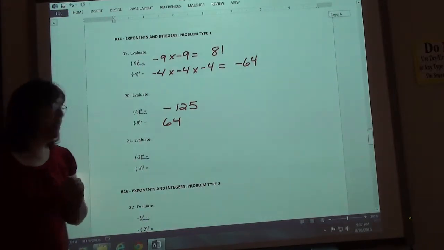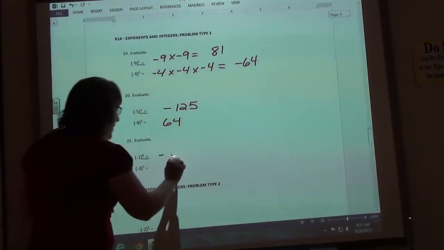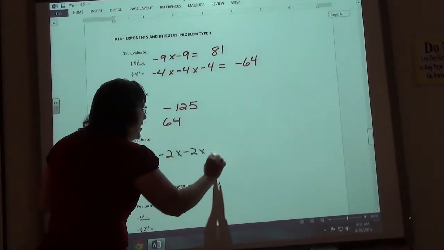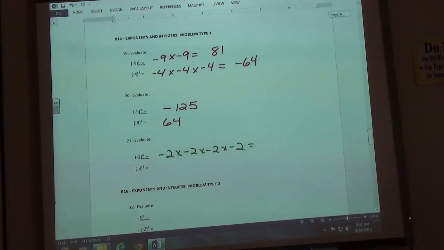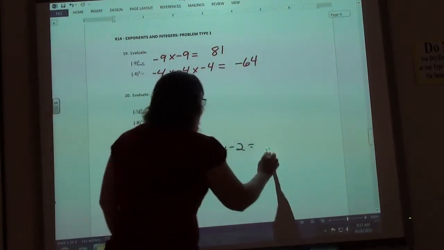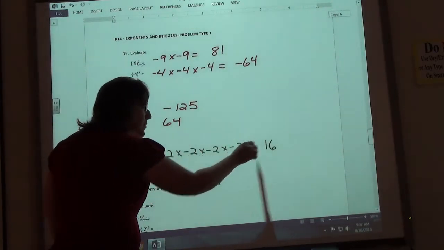If I'm going to do negative 2 to the fourth, negative 2 to the fourth means negative 2 times negative 2 times negative 2 times negative 2, which means my answer should be positive, and it's going to be 16, right? 2 times 2 is 4, 4 times 2 is 8, and 8 times 2 is 16.